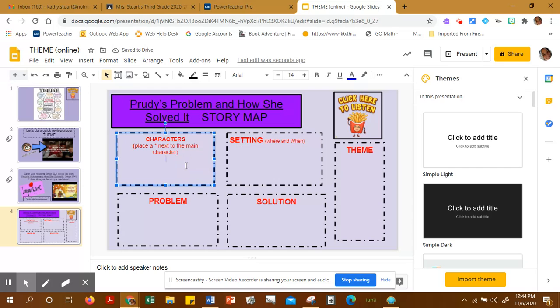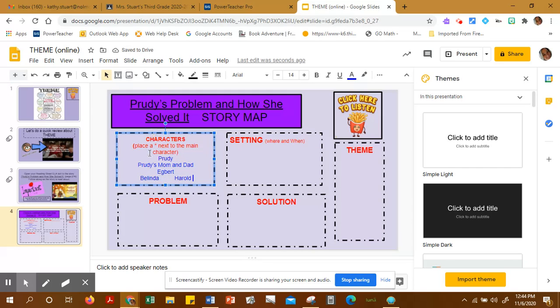Okay, I heard some really great ideas. So I think we can all agree that Prudy is one of our main characters. We also have Prudy's mom and Prudy's dad. Prudy also has some friends in the story, and sometimes friends aren't very important, but in this story, I think we can all agree that those friends are very important. So she has the friend Egbert, and she also has Belinda, and she also has the friend Harold.